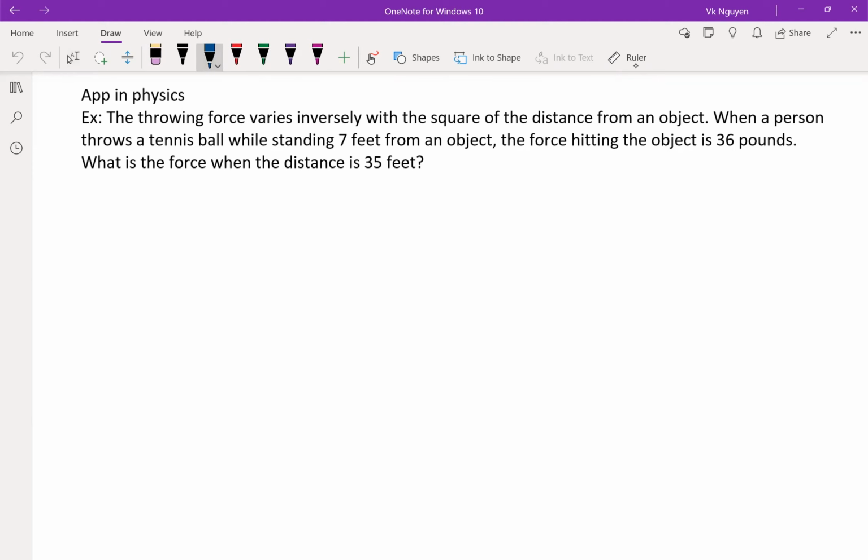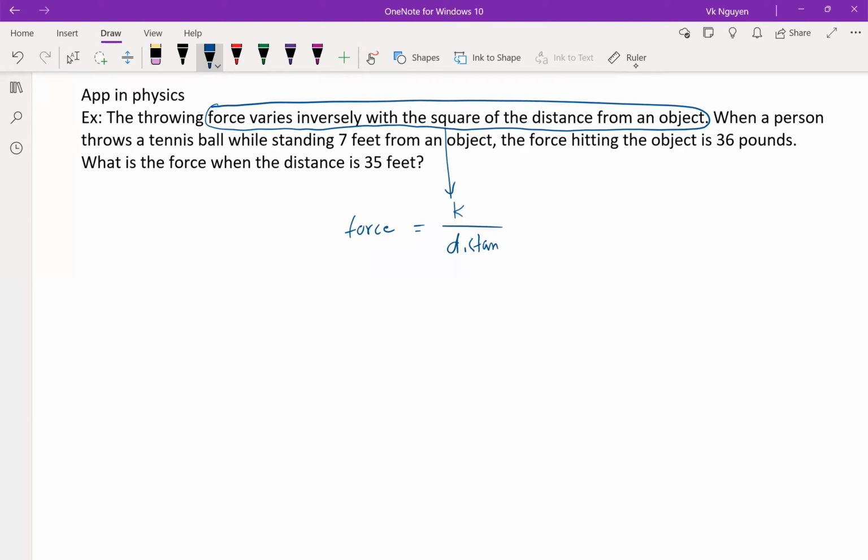First, we need to look at this statement here. Force varies inversely with the square of the distance. That means force is equal to some number k over distance squared. We can use the given information to find k.